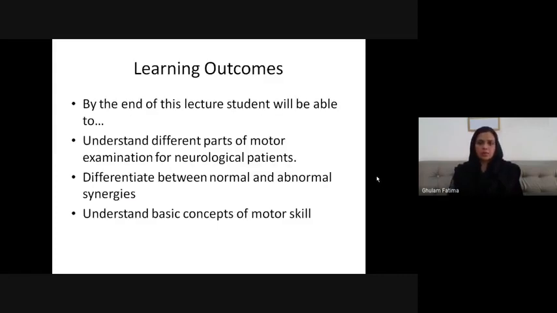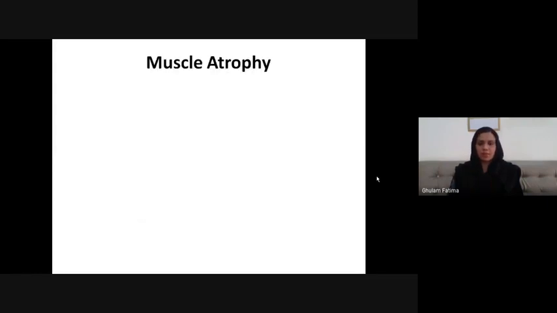So the learning outcomes for today's lecture are that by the end of this lecture you should be able to understand different parts of motor examination, including the ones discussed in the previous lectures, differentiate between normal and abnormal synergies, and understand and demonstrate these different concepts of motor skill examination and motor performance examination.